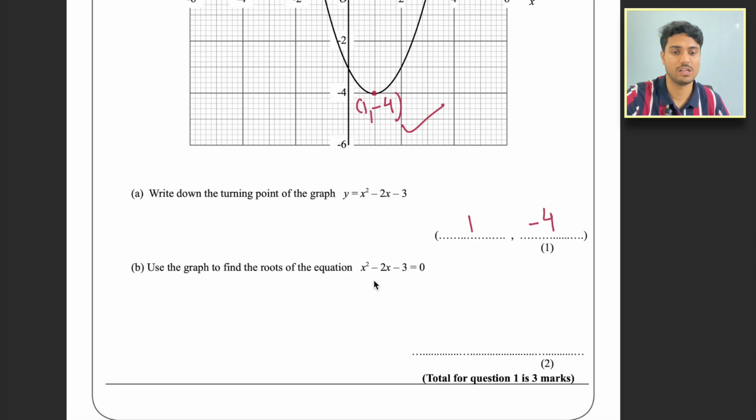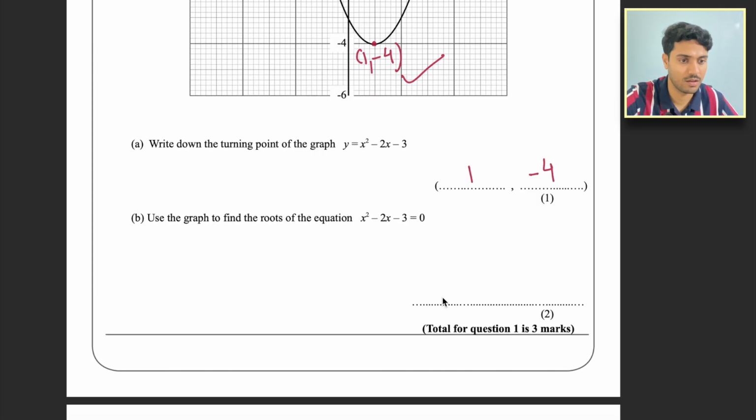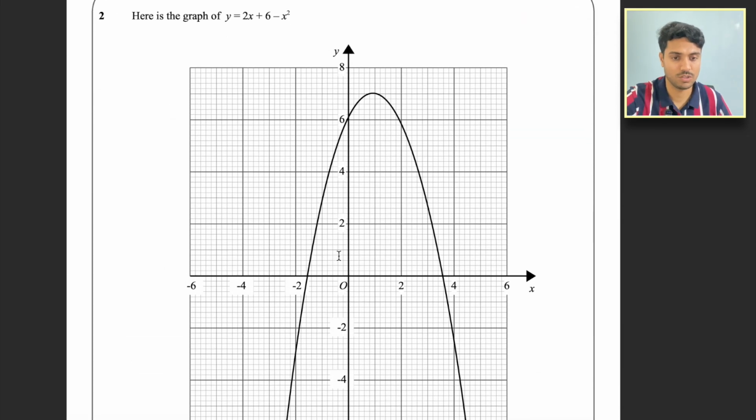Now the second part, it says use the graph to find the roots of the equation x square minus 2x minus 3 equals to 0. So roots of the equation, you can clearly see that our x1 is here and our x2 is here. x1 is minus 1 and x2 is positive 3. So we can write x1 equals to minus 1 and x2 is equal to positive 3. Let's move on to the next question now.